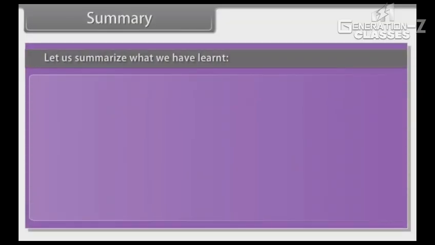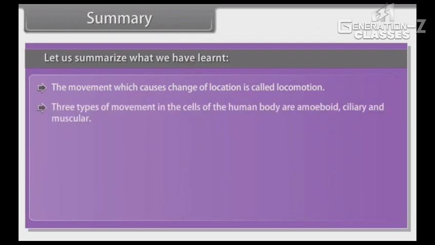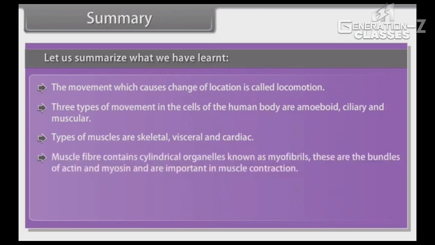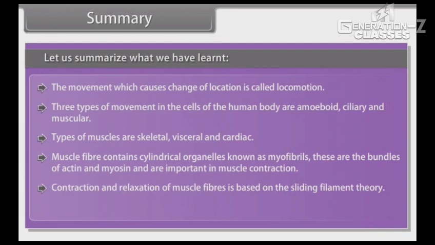Summary. Let's summarize what we have learned. The movement which causes change of location is called locomotion. 3 types of movements in the cells of the human body are amoeboid, ciliary, and muscular. Types of muscles are skeletal, visceral, and cardiac. Muscle fiber contains cylindrical organelles known as myofibrils. These are bundles of actin and myosin and are important in muscle contraction. Contraction and relaxation of muscle fibers is based on the sliding filament theory.